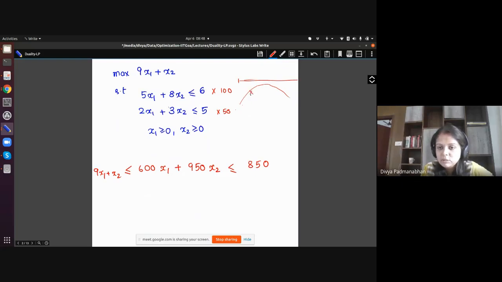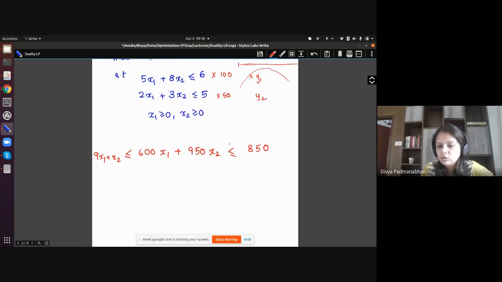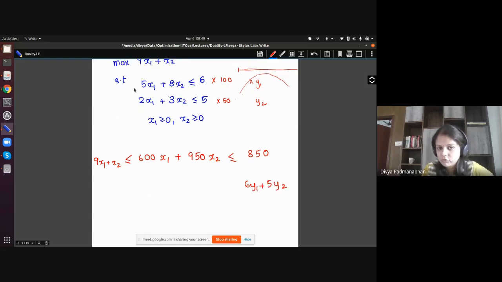you will multiply this with some y1 and some y2 here. So this side becomes 6y1 plus 5y2, right? And this is what you want to maximize. This is the new bound that you're going to get. And in terms of the constraints, what is it going to be? How would you get these numbers? 9 is anyway here, and this is 600, right?